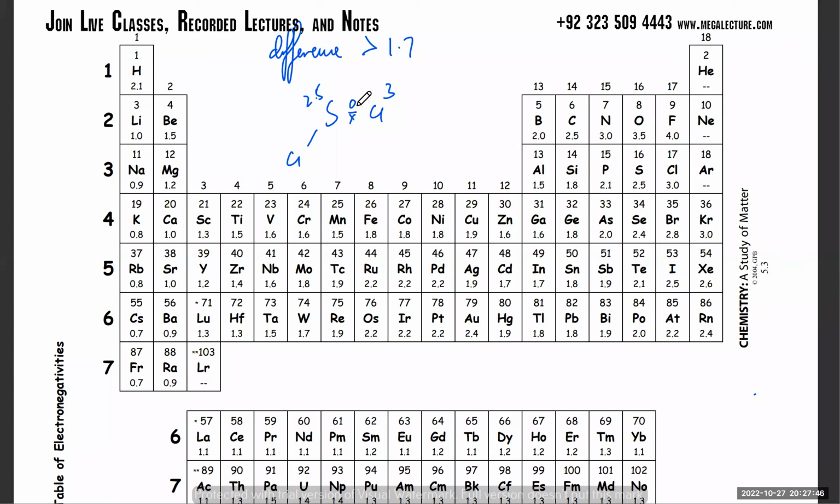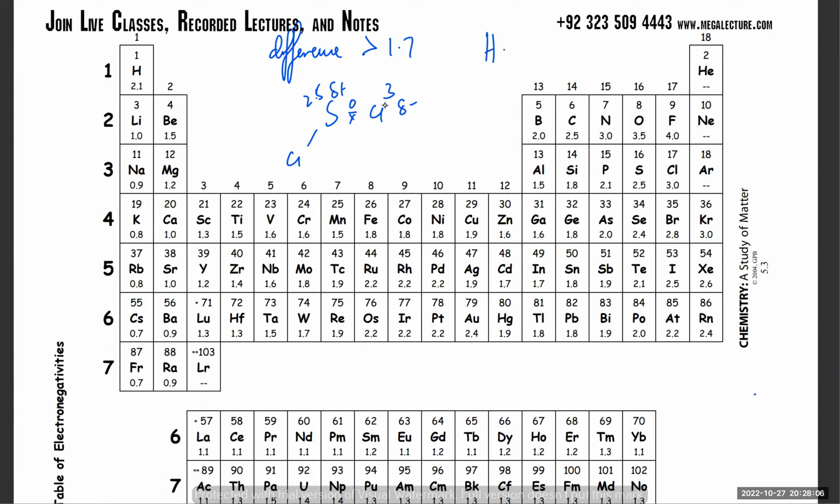It's like a tug of war. One of them is stronger, but not that strong. So the electrons will be slightly closer to the Cl, and that will result in a polar bond. That's called a permanent dipole. The electrons are going to be slightly closer to Cl. Is that clear?